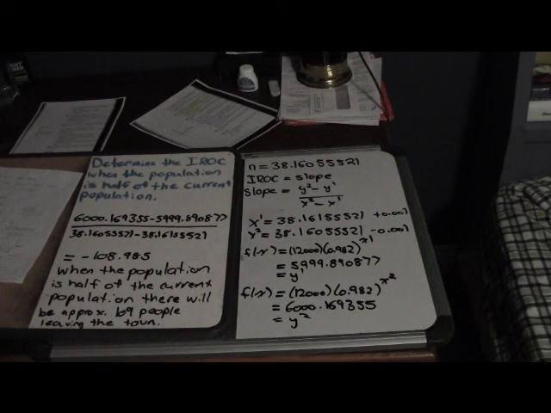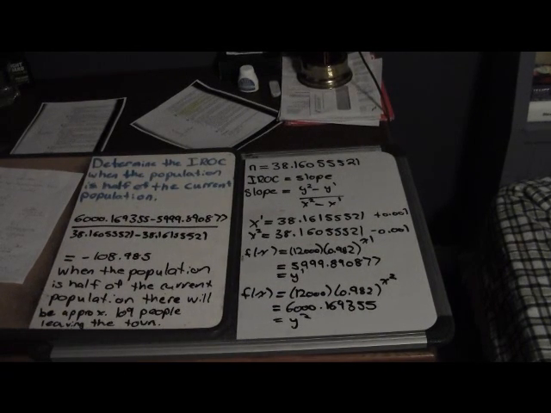Alright, so now that we have our n value, which is equal to 38.160555521, we can now plug that into our equation to find our IROC, our instantaneous rate of change. Now, as you remember from the previous question, finding the IROC at a certain time is the same thing as finding the slope of a line at a certain point.